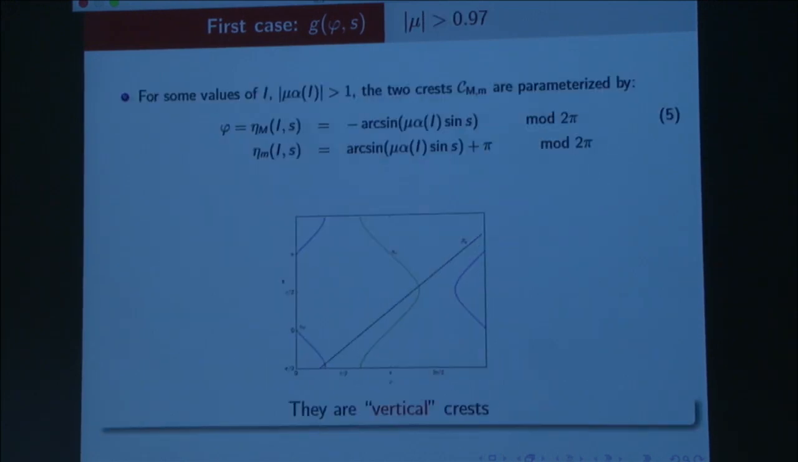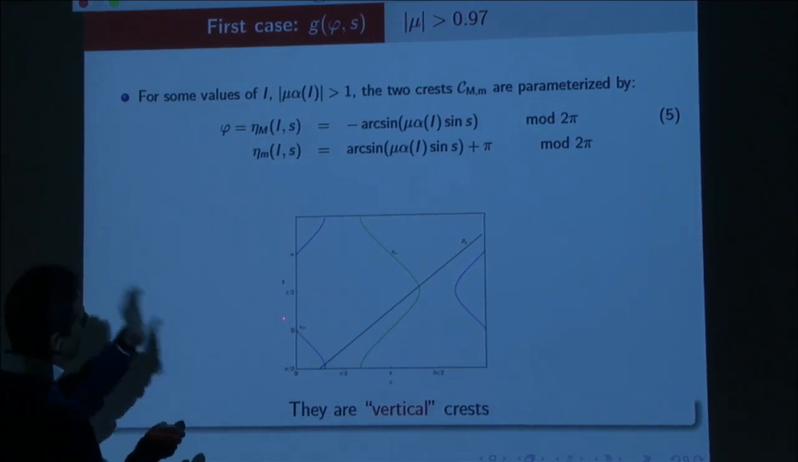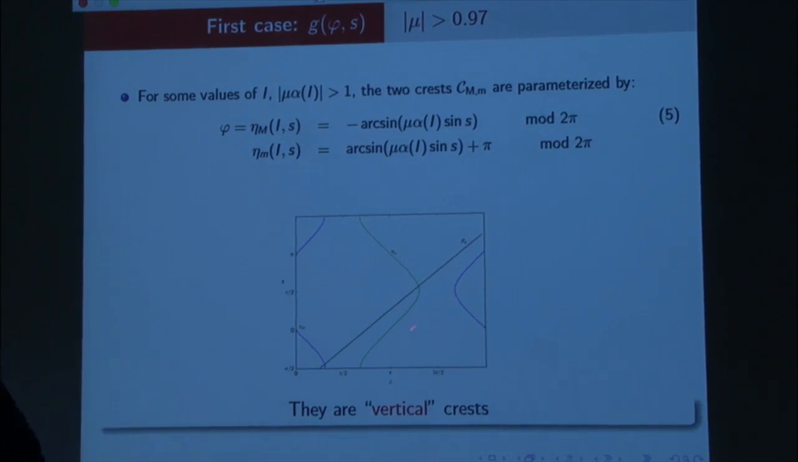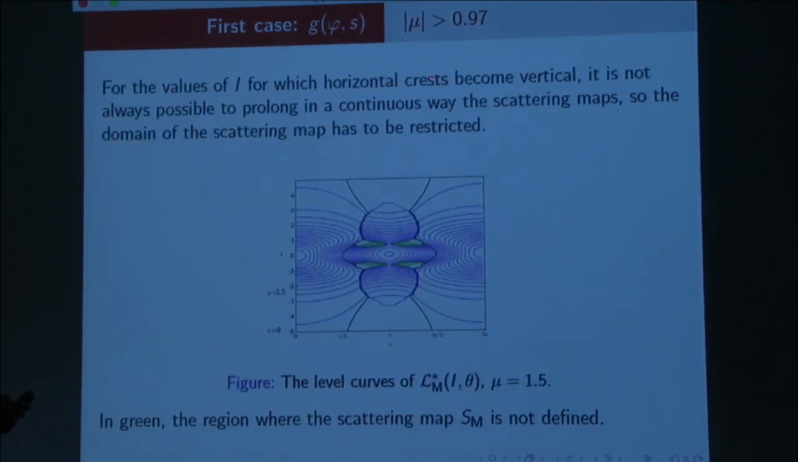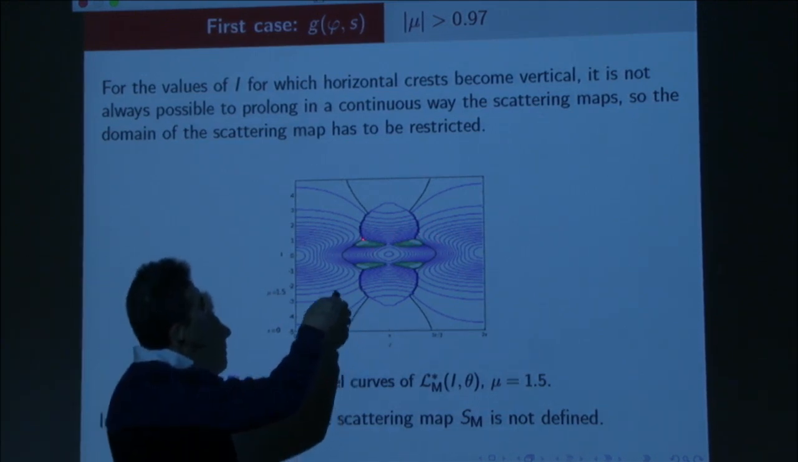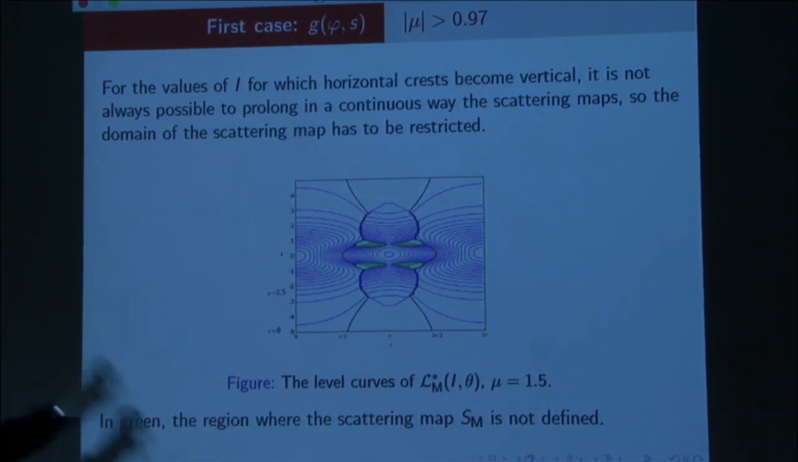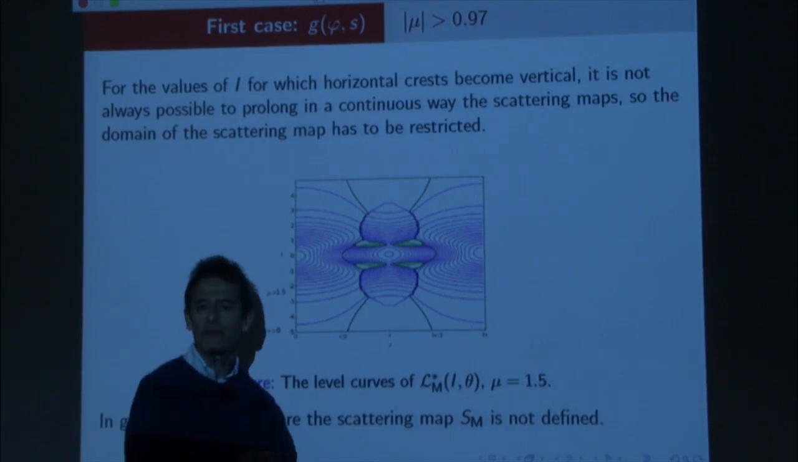Okay, so what happens now if mu is greater than 0.97? Oh, these crests that were before horizontal, now they are vertical. Indeed, now you have to look at this. They are connected in a different way, and so it happens that sometimes the scattering map is not well defined. So in this case, what we have is that there is some green part where the scattering map is not defined. Okay, so you want to pass through this part with this scattering map. This is not possible, so we have to use other ones.